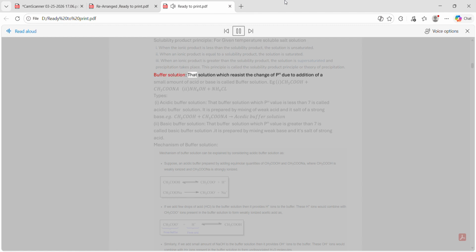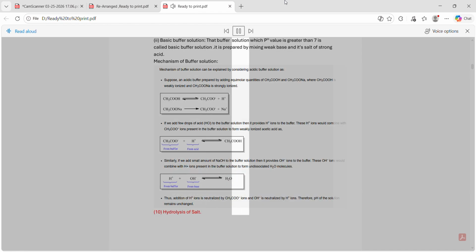Buffer solution. That solution which resists the change of pH due to addition of a small amount of acid or base is called buffer solution. E.g., CH3COOH + CH3COONa, types. 1. Acidic buffer solution. That buffer solution whose pH value is less than 7 is called acidic buffer solution. It is prepared by mixing of weak acid and its salt of a strong base, CH3COOH + CH3COONa. 2. Basic buffer solution. That buffer solution whose pH value is greater than 7 is called basic buffer solution. It is prepared by mixing weak base and its salt of strong acid.